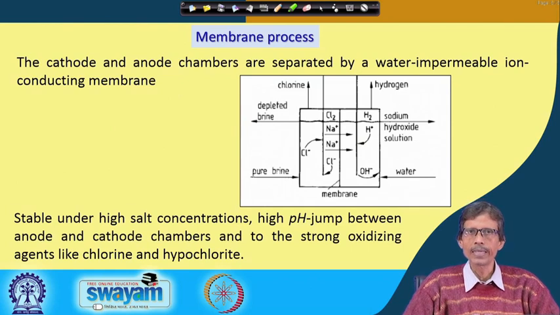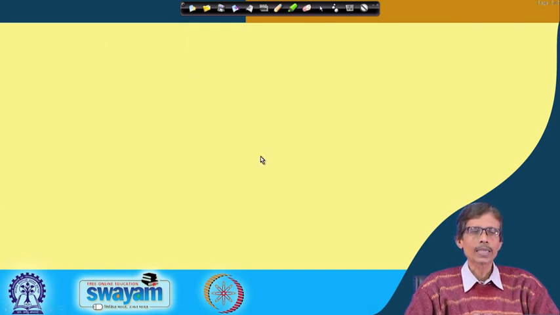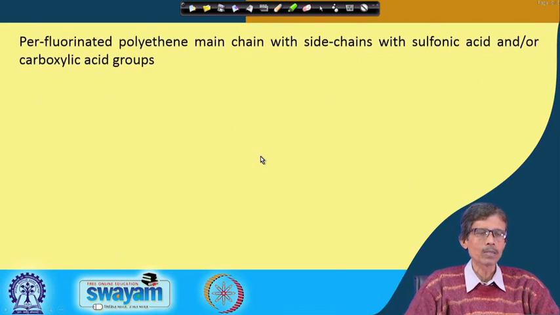So, in alkaline medium, the available chlorine and a little bit of hypochlorite, as we have already discussed, some amount of hypochlorite in the presence of sodium hydroxide will be formed through the reaction of chlorine gas and sodium hydroxide. So, all these things should give us a useful membrane which can be utilized for this purpose. So, what is that? The material should be a perfluorinated polyethylene main chain.